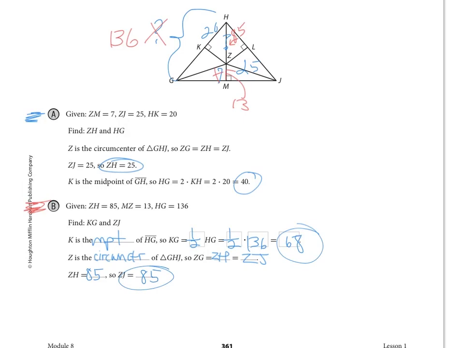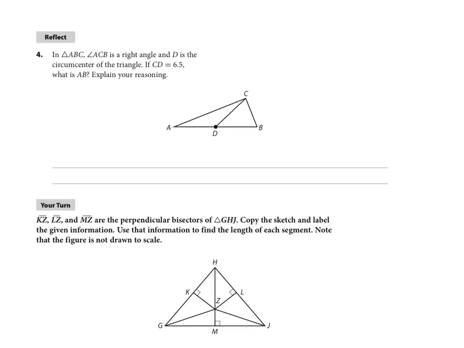All right, on the next page, you guys, and I'm on page 362 here, it says in triangle ABC, angle ACB is a right angle. So let's put that information on the diagram. And D is the circumcenter of the triangle. If D is the circumcenter of the triangle, remember it is equidistant to the vertices being A, C, and B. So let's mark what we know there. If it's the circumcenter, all those distances are the same.